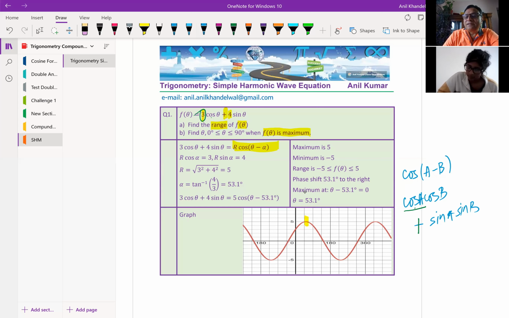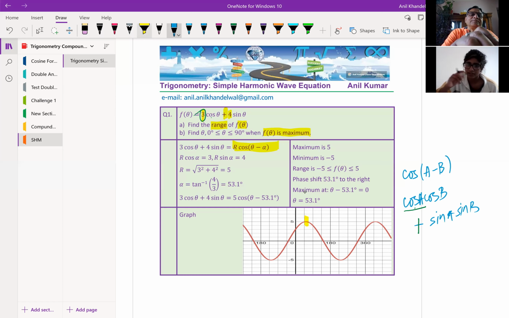Then I get plus, correct? Yeah, which is cos A cos B plus sin A sin B. Now, cos theta times 3, that means this 3 should be a cosine term, right? 4 sin theta, 4 should be the sine term. So cos A is the one that equals 3.